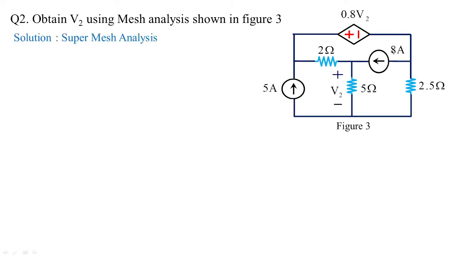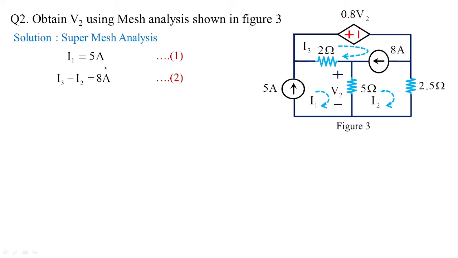Because you can see 8 amperes is shared between these two loops. So I'm identifying loop 1, loop 2 and loop 3, and then I1 is 5 amperes because the direction of loop current I1 and 5 amperes are one and the same. So I1 is equal to 5 amperes. Then I3 minus I2. Why I3 minus I2? Because 8 amperes is shared between loop 3 and loop 2, and the direction of 8 amperes and the direction of I3 which we have selected are one and the same, whereas the direction of loop current I2 is acting opposite to 8 amperes. That's why I3 minus I2 is equal to 8 amperes.